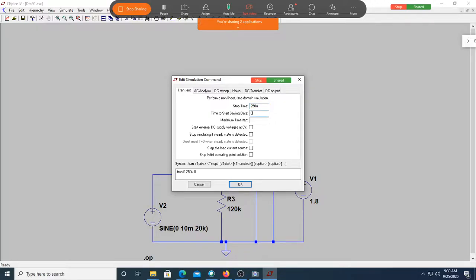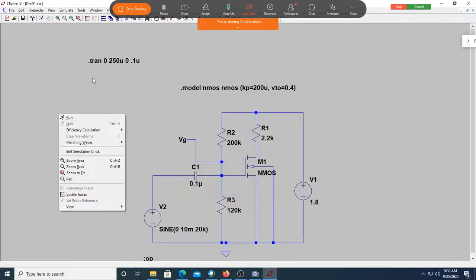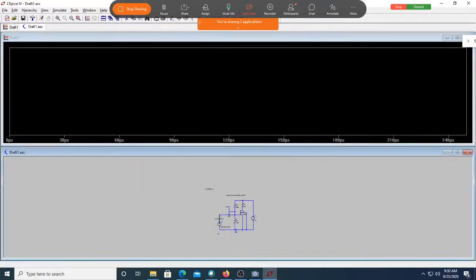You start saving the data from the 0th second, and let this be very, very small compared to this 250. So let me take it as 0.1 microsecond. It should be very small. Done? Okay, now this is transient, starting from 0 second going up to 250 microsecond with a time step of 0.1 microsecond. Let me run it. Now I can see the waveform.